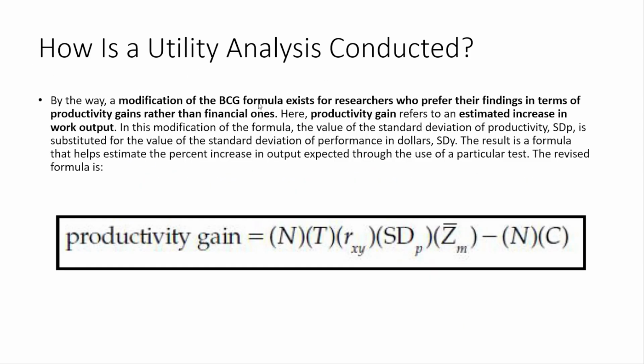So, the modification of the BCG formula exists for researchers who prefer their findings in terms of productivity gains rather than financial ones. Here, productivity gain refers to an estimated increase in work output. In this modification of the formula, the value of the standard deviation of productivity, SD sub P, is substituted for the value of the standard deviation of performance in dollars, SD sub Y. The result is a formula that helps estimate the percent increase in output expected through the use of a particular test. So this is the revised formula for productivity.